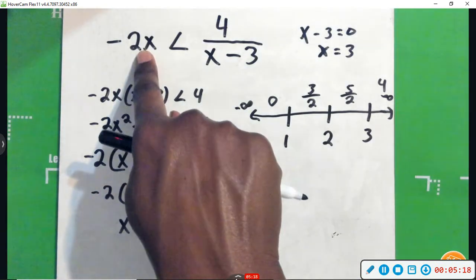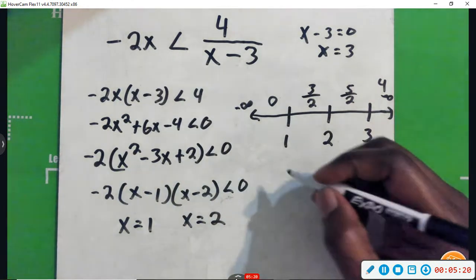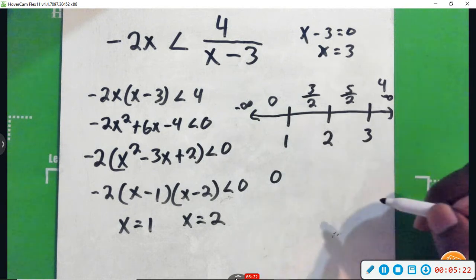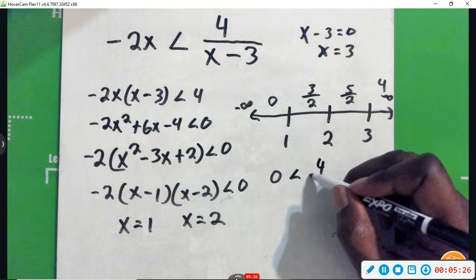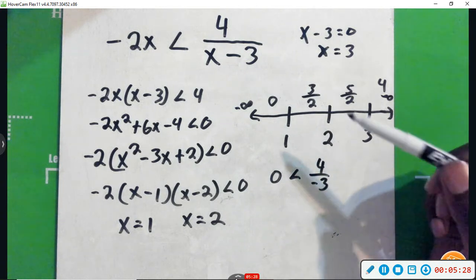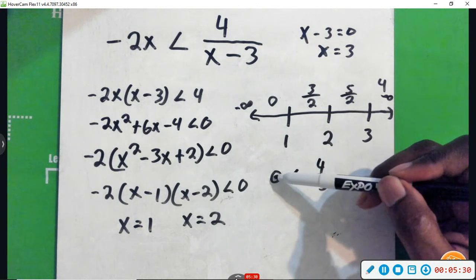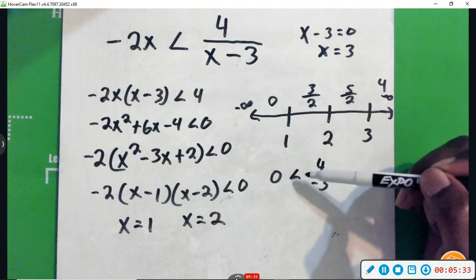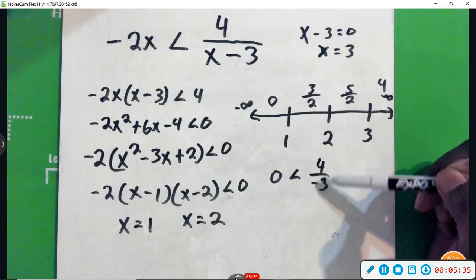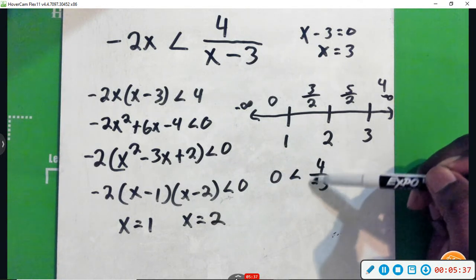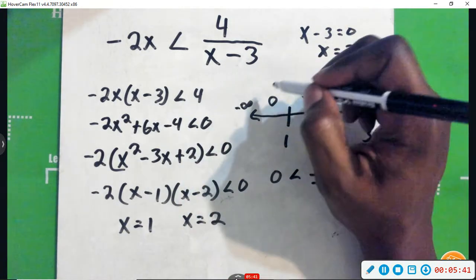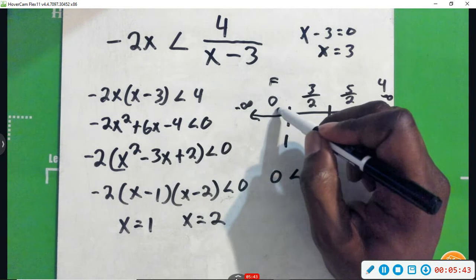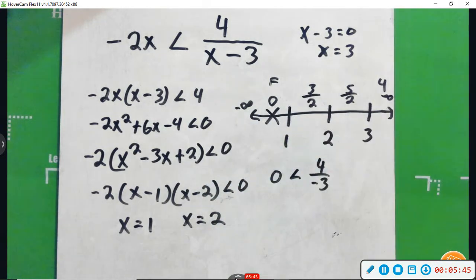So if I plug in a 0 here, I will have 0 on the left is less than, and we'll have 4 over negative 3. I have to ask myself, is 0 less than 4 over negative 3, which is a negative number, and 0 is bigger than all negative numbers, so this part is false. Okay, so we will not be using that part of the interval.